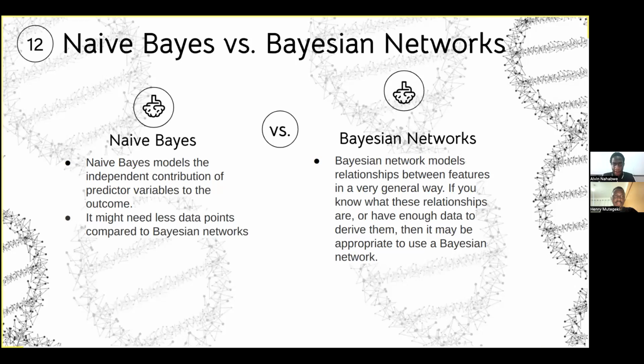Yeah. Then the next comparison is naive Bayes versus Bayesian networks. So naive Bayes, like we saw, still considers the independent contribution of a predictor variable to the final outcome, while the Bayesian network simply models relationships between the features at a very general level. And importantly, the Bayesian network needs a lot of data for it to derive these relationships compared to the naive Bayes.